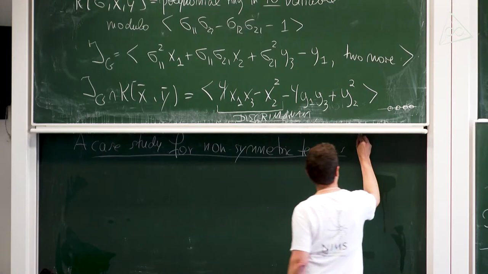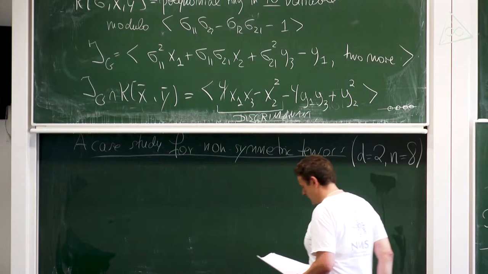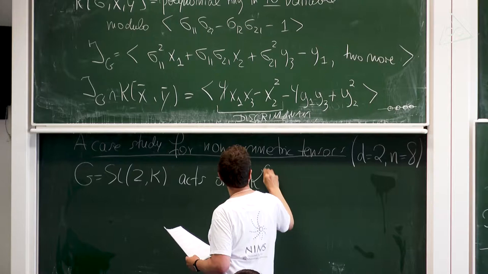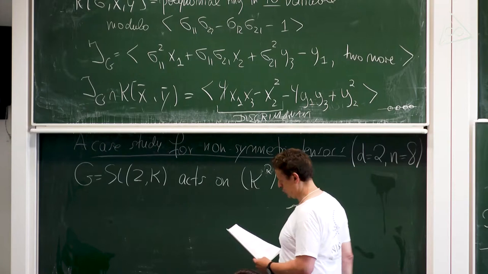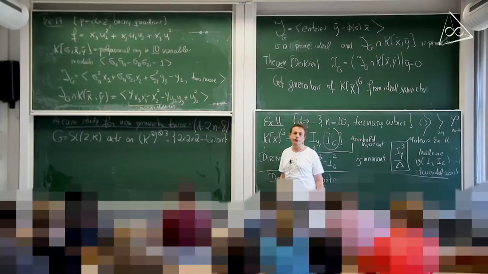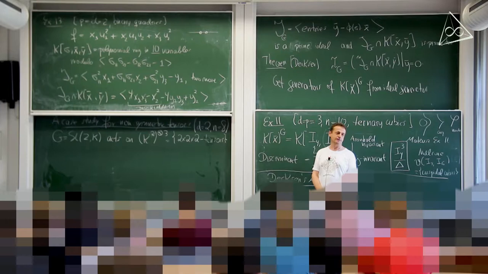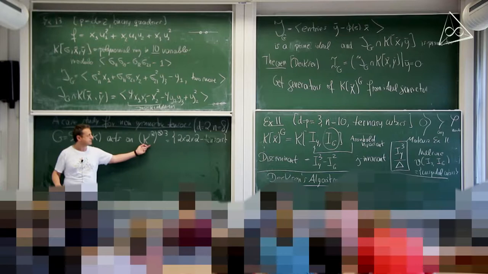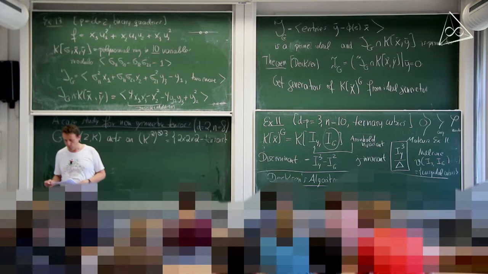So let's fix this. D is 2, and the dimension of the representation will be 8. So G is SL2(K). It acts on the third tensor power of K^2. So this is the space of 2x2x2 tensors, okay? A 3-qubit system, a 2x2x2 tensor, 8-dimensional space. Now, how does this act? Well, it acts naturally, right? SL2 acts on K^2, so it acts on this vector space, just the way you learned it last week.